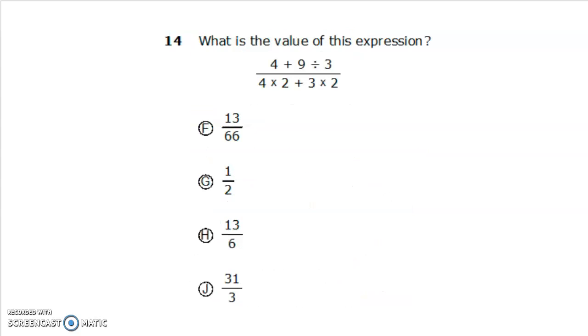Number 14. What is the value of this expression? 4 plus 9 divided by 3 divided by 4 times 2 plus 3 times 2. F, 13 divided by 66. G, 1 divided by 2. H, 13 divided by 6. J, 31 divided by 3.